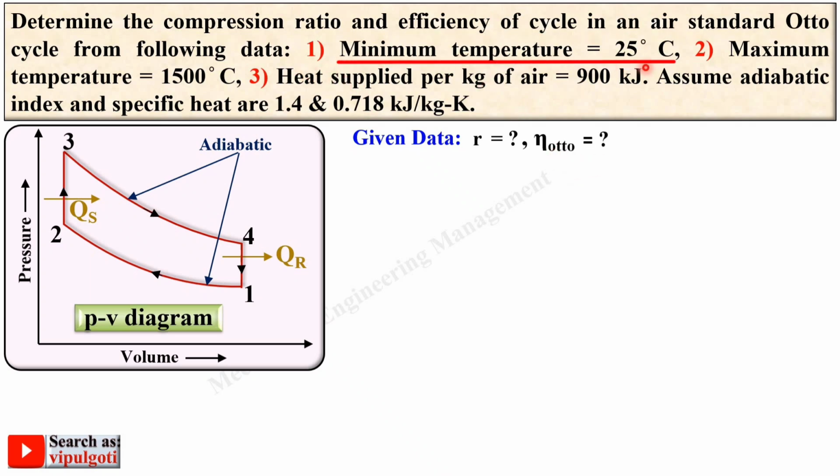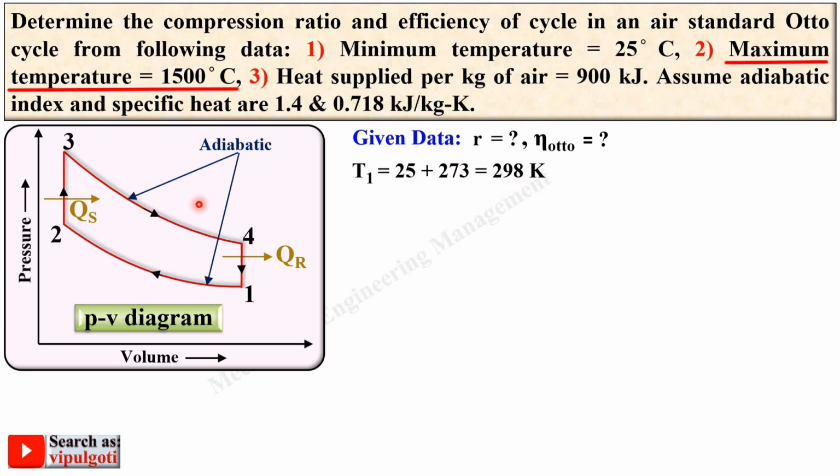Next, minimum temperature. From this diagram you can understand the minimum temperature is at state 1, so it is T1. Again adding 273 so that you will get Celsius into Kelvin. Next, maximum temperature. From this diagram you can understand the maximum temperature is after heat addition, that means at state 3. So this is T3. Again adding 273 so that you can convert it into Kelvin.